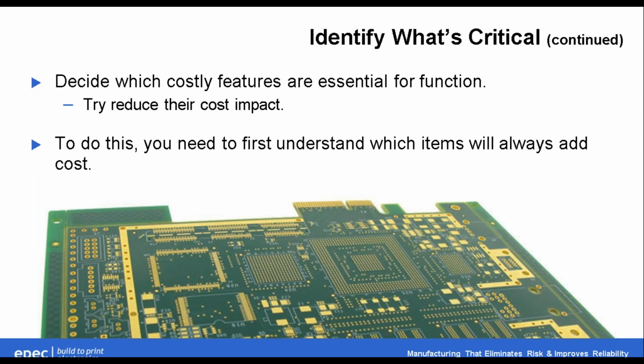And continuing with identifying what's critical, decide which costly features are truly essential for function, and then you can look for ways to try to reduce their cost impact. To do this, you need to first understand which items will always add cost.